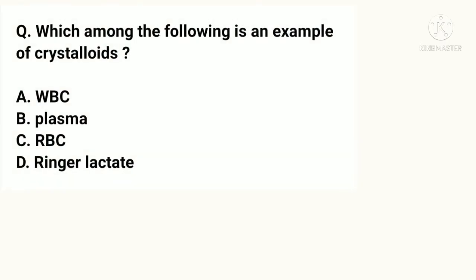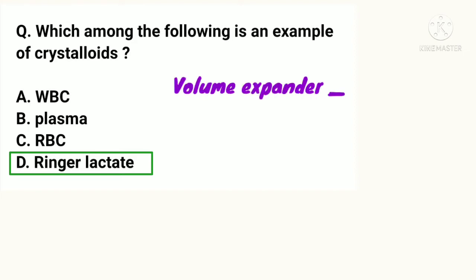Which among the following is an example of crystalloids? A. WBC, B. Plasma, C. RBC, D. Ringer lactate. And the correct answer is D. Ringer lactate. There are two types of solution used as a volume expander, that is crystalloid and colloid.